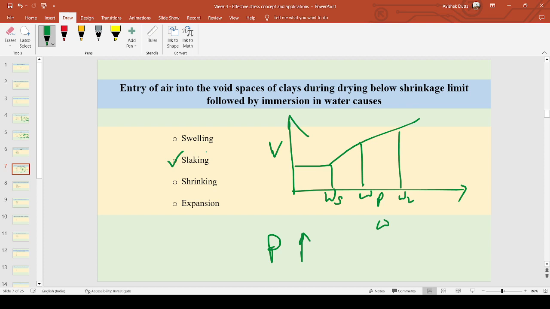So on drying below shrinkage limit, after the soil sample is immersed in water, high pressure arises in the soil due to the entry of water, after which disintegration of the structure happens, and this is called slaking of the clay. It happens only in clays. I hope it was clear. I go to the next question.